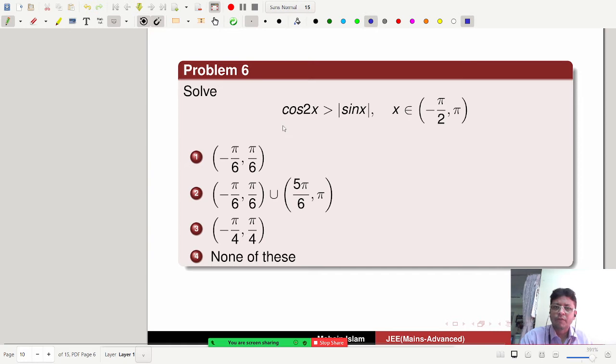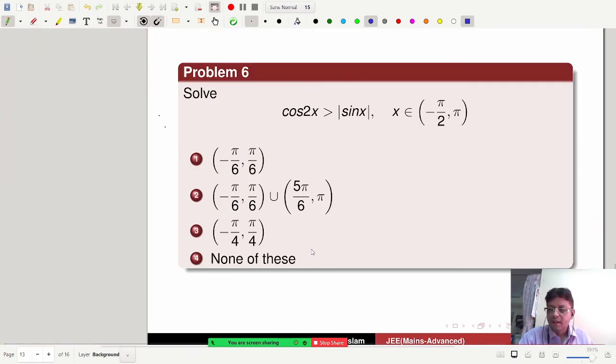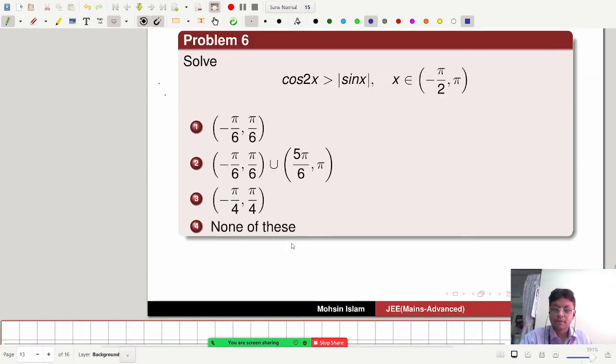So you have to solve cos 2x greater than mod sin x. This is an inequation. Somewhere you have equations, somewhere you have inequations. So this is cos 2x greater than mod sin x. You have to draw the graph of cos 2x within minus pi by 2 to pi, and you have to draw mod sin x. That's it. So let's draw cos 2x.